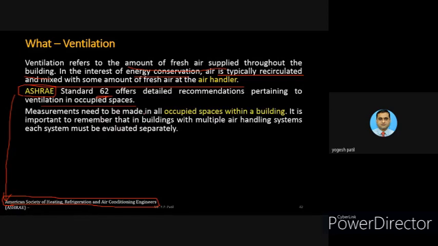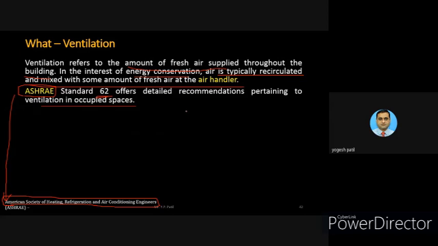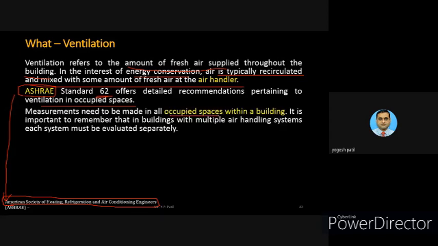Measurement needs to be made in all occupied spaces. So now, where do we measure the things for the ventilation? Measurement needs to be made in all occupied spaces within the building, not only in a particular area. So in all the occupied spaces within the building, we have to measure the ventilation. It is important to remember that in a building with multiple air handling systems, each system must be evaluated separately.